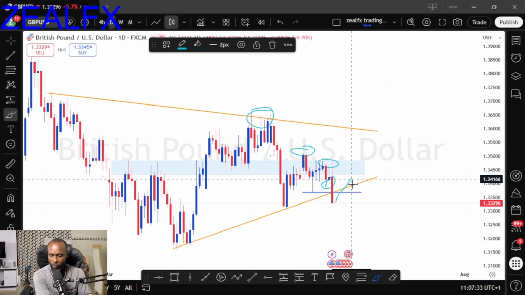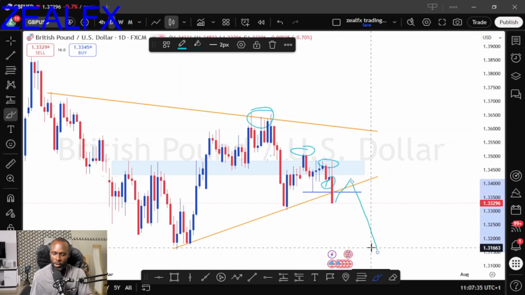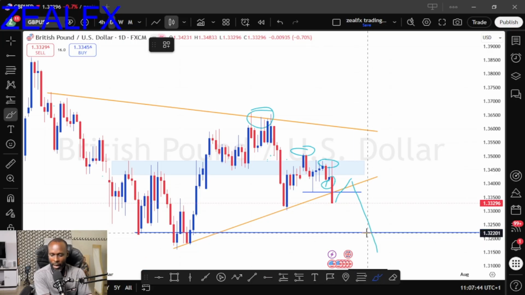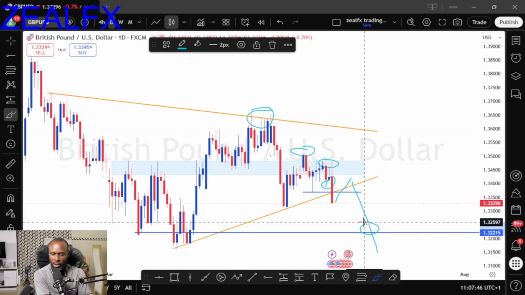Then we'll start looking for the possible selling opportunity for price to hit this next daily support level. So we're expecting price to move down to this daily support level for the Pound USD. You can clearly see that the 4-hour time frame and the daily time frame both have the downtrend structure for more sell opportunities on the Pound USD.